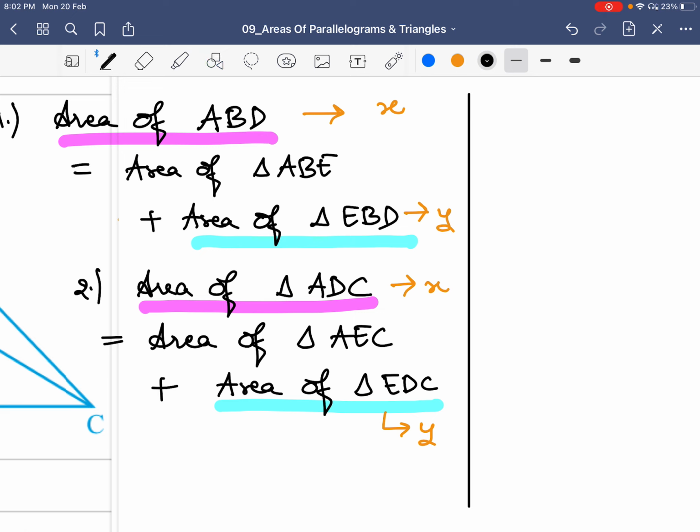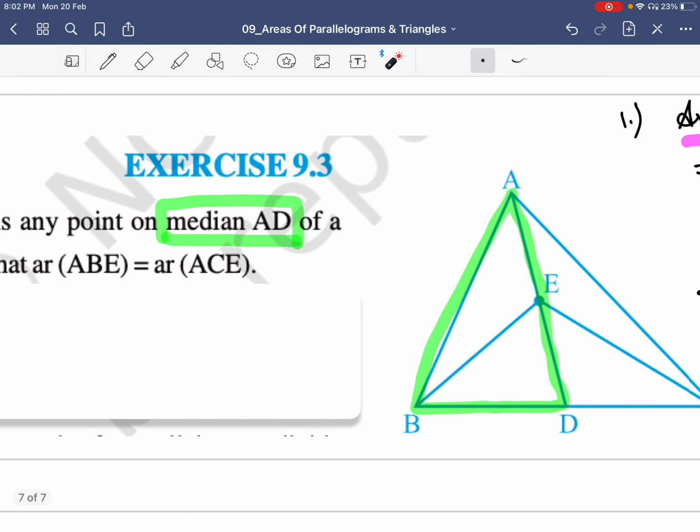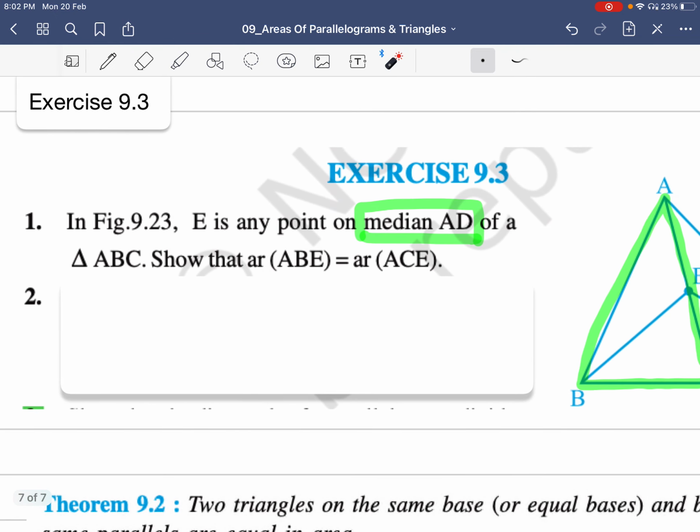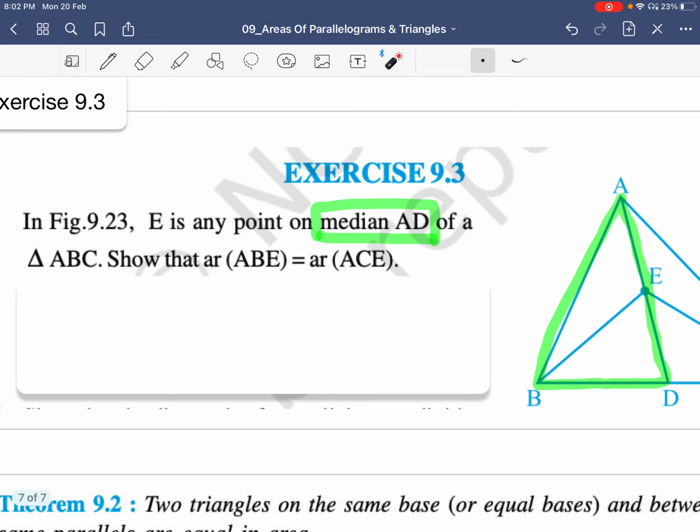So therefore area of triangle ABE will be equal to X minus Y, and here area of triangle AEC will also be equal to X minus Y. As you can see, area of ABE is X minus Y, area of AEC is also X minus Y. That means the areas of the two triangles are equal. So thus we have proved using this theorem what we wanted to show: that area of ABE is equal to area of ACE. This completes the proof.